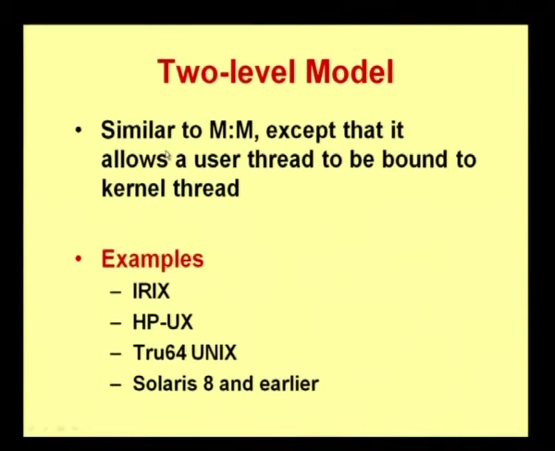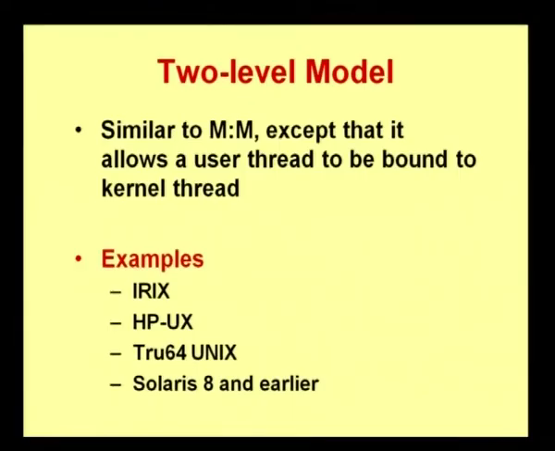The 2-level model is similar to a many-to-many model, but the difference between a 2-level model and a many-to-many model is that it allows a user thread to be bound to a kernel thread, whereas in the many-to-many model you have a mapping between the user thread and the kernel thread.